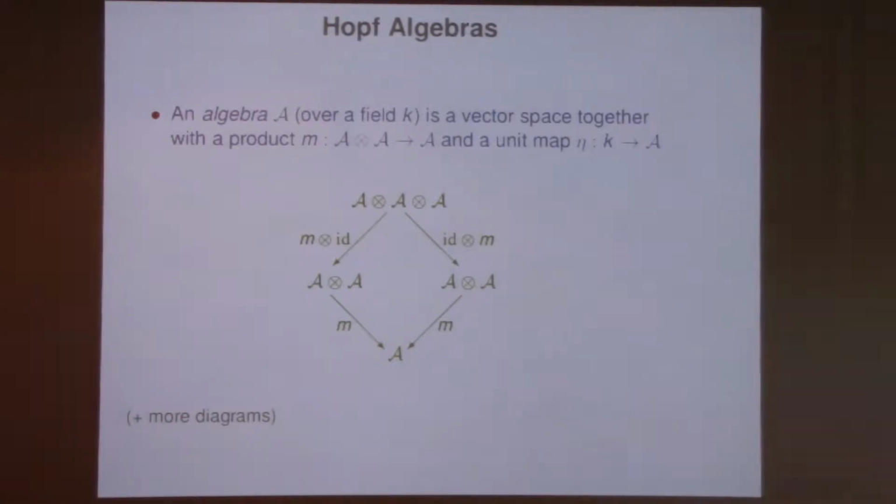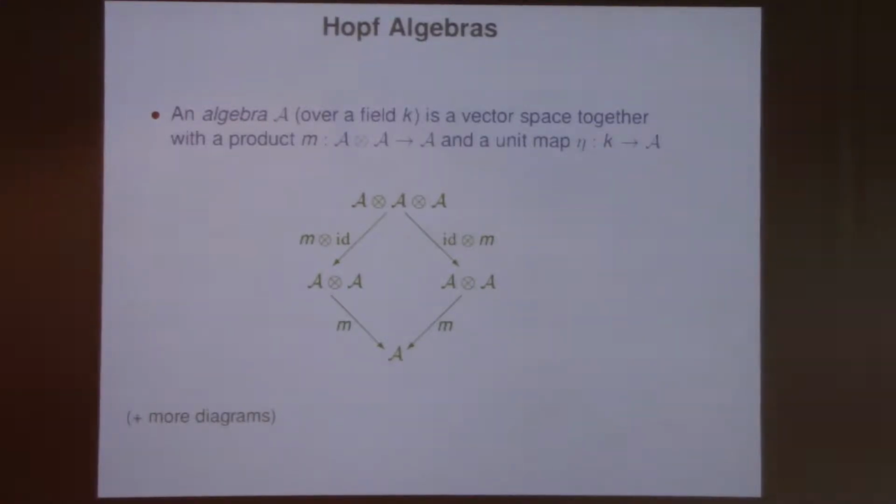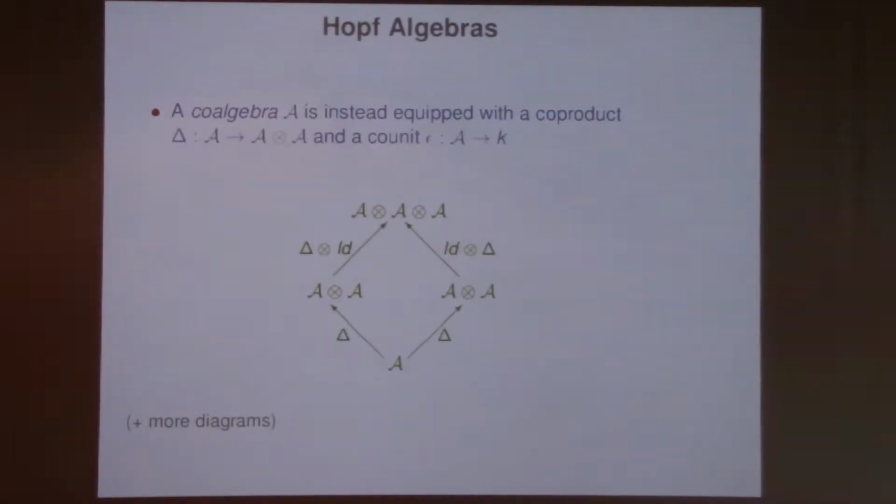But in general, when I write the statement, this doesn't have to be associativity. I'm just saying that you get a single copy of the algebra. And there are more diagrams having to do with the identity elements and all that, which I'm not going to give. Now, what is a co-algebra?